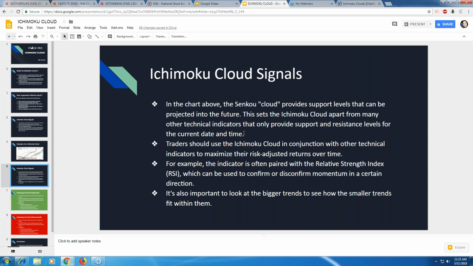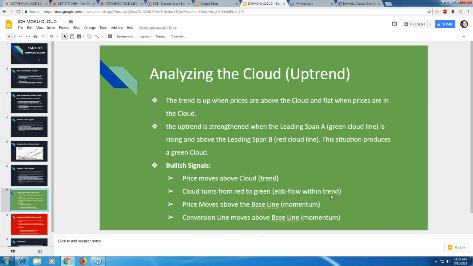The traders should use the Ichimoku cloud in conjunction with other technical indicators, and in our case we'll be using RSI, right? It is also important to look into the bigger trends. So I always prefer to look into the 1-day time graph. Always when I'm trading in equity, my time frame is 1 day, not less than that.